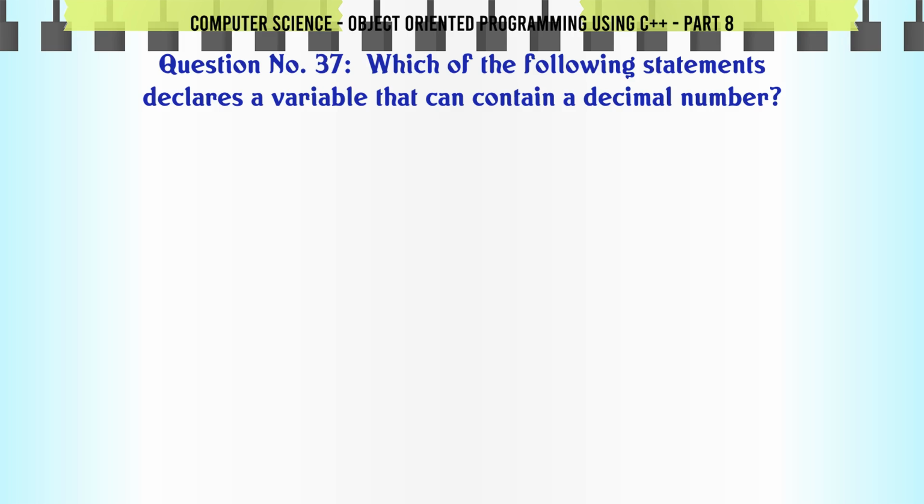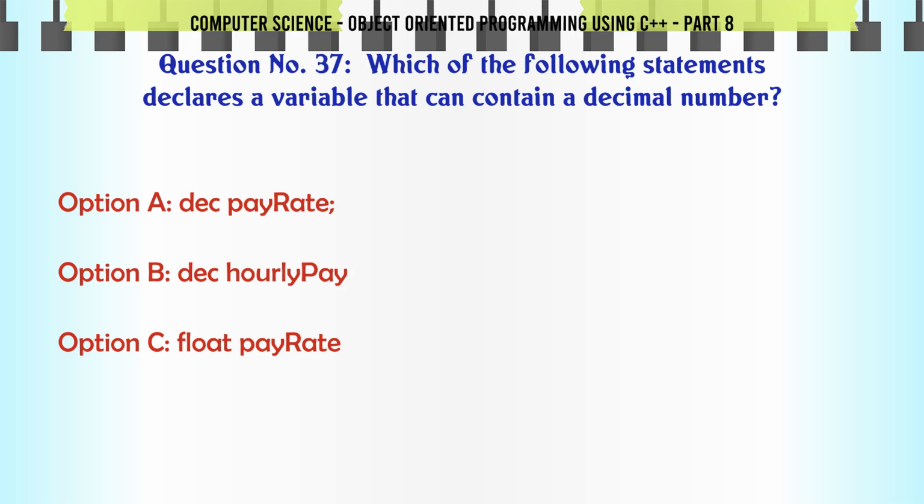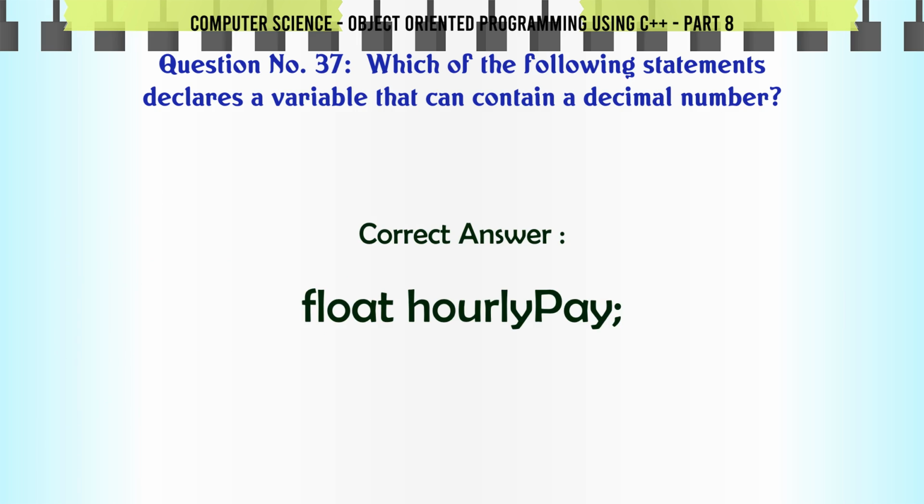Which of the following statements declares a variable that can contain a decimal number? A. Dec payRate. B. Dec hourlyPay. C. Float payRate. D. Float hourlyPay. The correct answer is float hourlyPay.